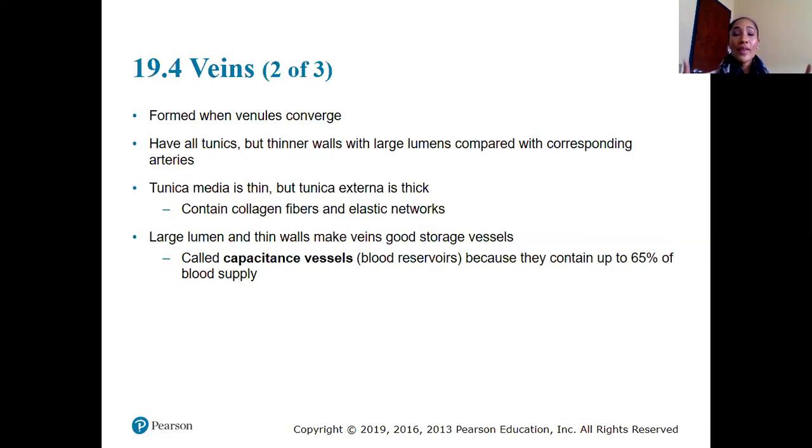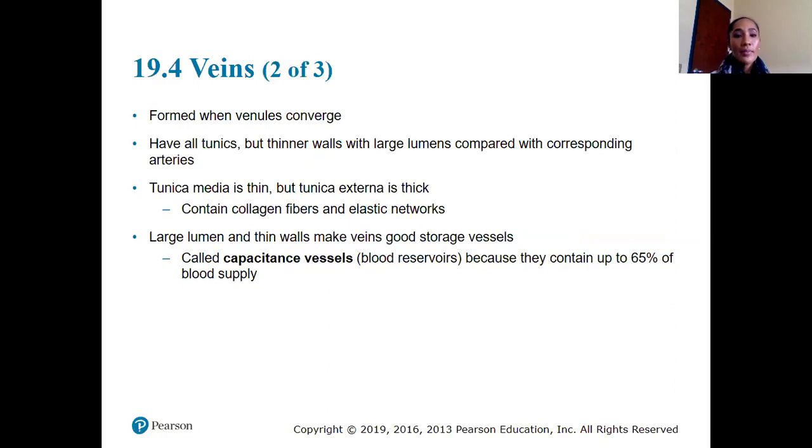Veins are formed when venules converge. As little venules come together, they're going to form a larger vein. They have tunics, but thinner walls with larger lumens, like we saw before. The tunica media is thin, but the tunica externa is thicker. So remember, the tunica media in veins is thinner than the tunica media in arteries, but the tunica externa is thicker in veins compared to arteries.